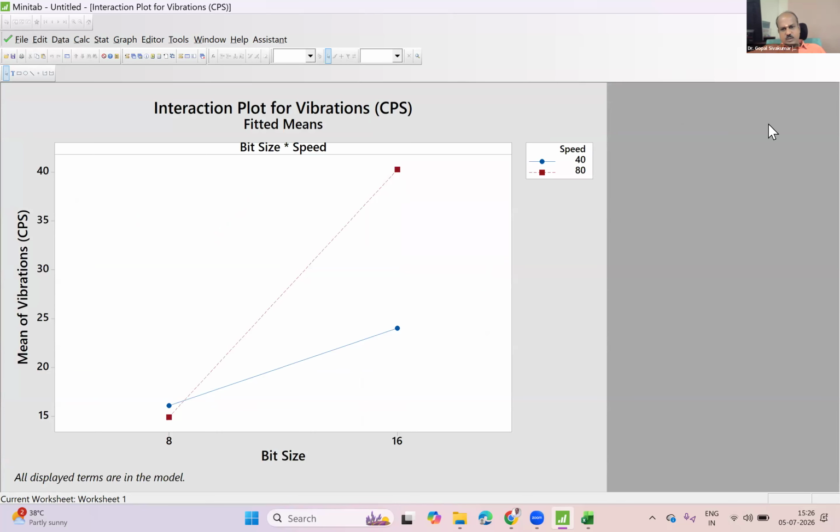Now tell me, what is your objective with respect to the vibration? Vibration is represented in the y-axis. What is your requirement? You want to minimize the vibration. So choose the lowermost point.